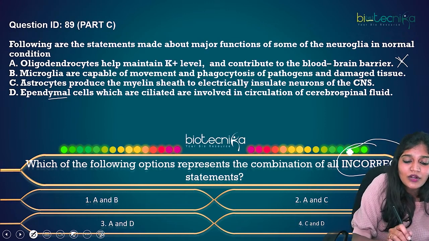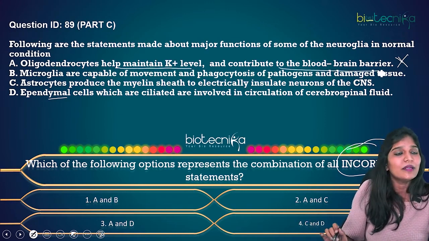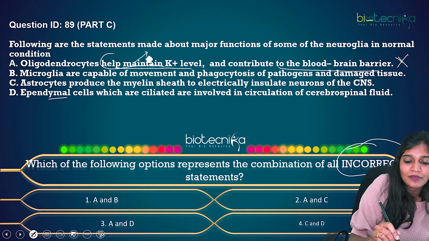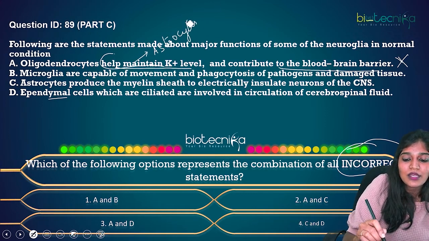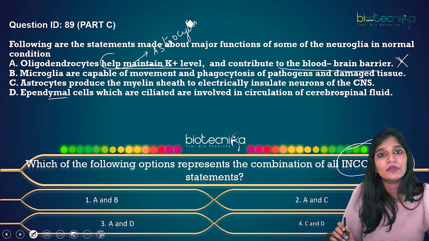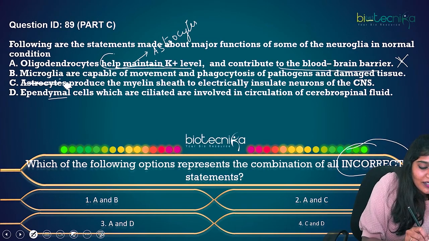Oligodendrocytes are not responsible for maintaining potassium level. They are not going to contribute to the blood-brain barrier. This activity is actually done by astrocytes. So instead of astrocytes, they have given oligodendrocytes. Astrocytes are the ones which maintain potassium and contribute to the blood-brain barrier, but they have given the opposite of it.